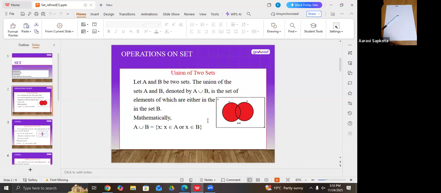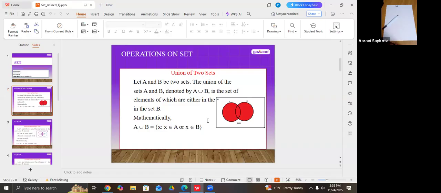You can see union is the combination of 2 sets. If A and B are 2 sets, then the union of A and B, which is denoted by A union B, is a set of elements which belong either to A or to B or to both.